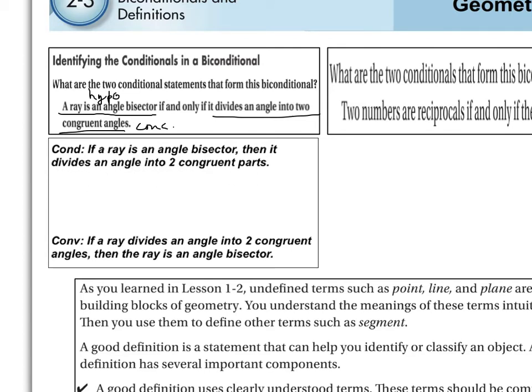Okay. Once we find the conditional, we can find the converse. The converse here states that if a ray divides an angle into two congruent angles, then the ray is an angle bisector. This right here, I should probably cross this out and make this parts because it's the same sentence. So from a biconditional, you can make two statements, the conditional statement and a converse statement as well.